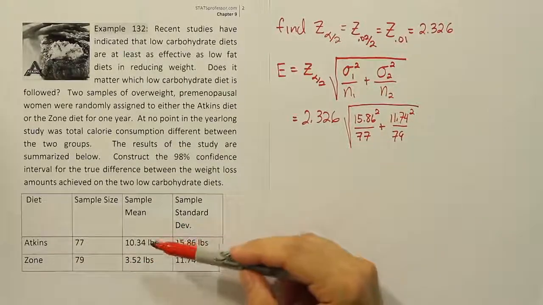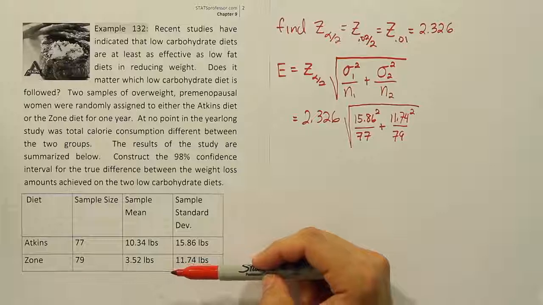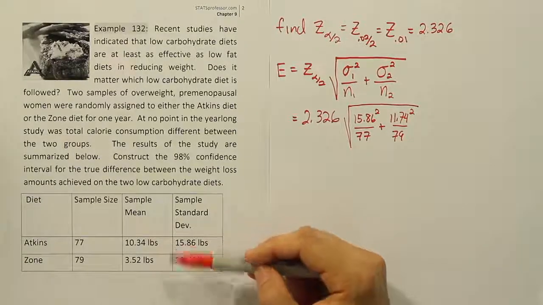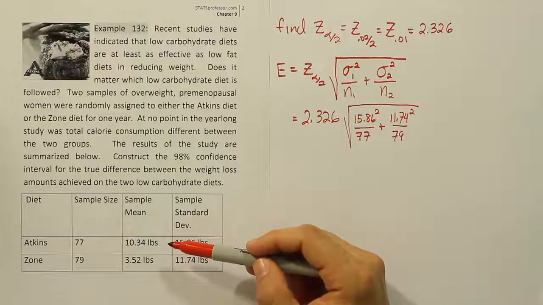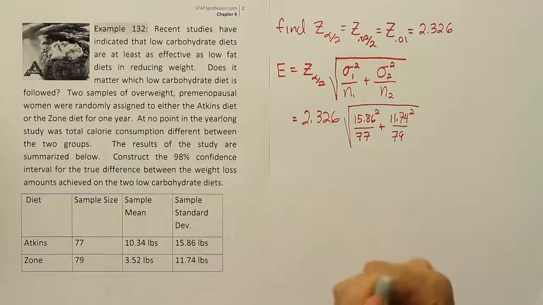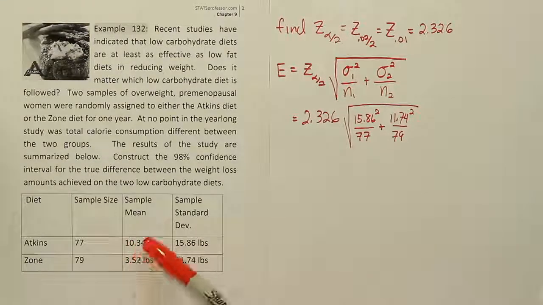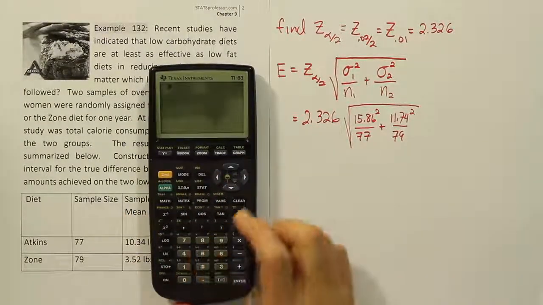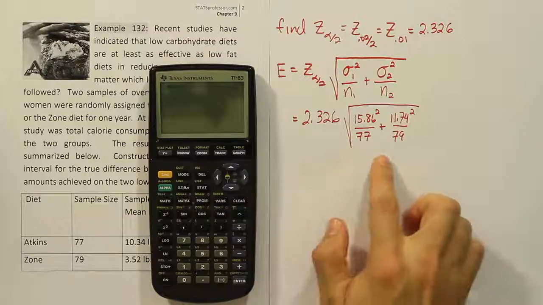Now notice I'm just taking the Atkins diet as the first group, the zone diet as the second group. I'm just treating them as they came to me in that order. It doesn't actually matter which one you put first. The conclusion would be the same. The only difference is your difference will have sometimes the opposite sign, of course, because when you subtract 2 numbers, if you subtract them one way, the difference might be positive. You subtract them another way, it might be negative. But the overall conclusion remains the same, so it doesn't really change the answer. We'll look at that in other videos. But for now, let's just work on this calculation.